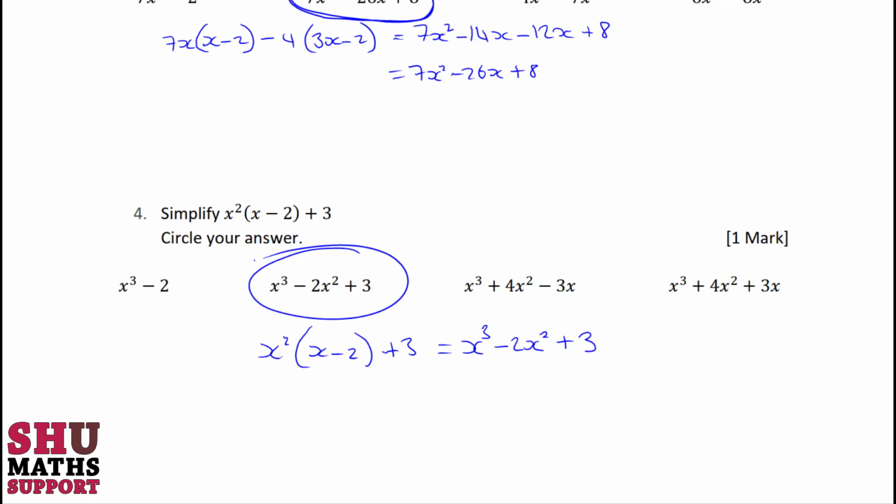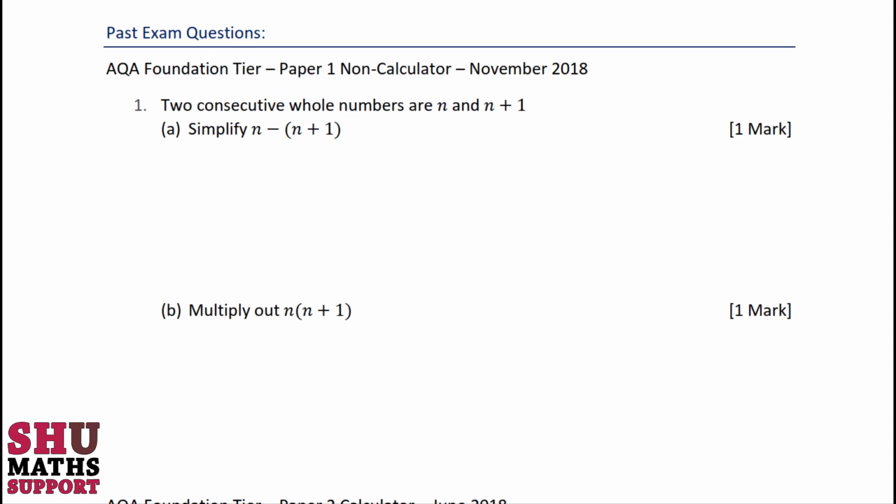So next we're going to move on to some past exam questions. So these are the actual past exam questions in the AQA paper for the last 3 years. So the first question we have says that 2 consecutive whole numbers are n and n plus 1. And it wants us to simplify n minus (n plus 1). So we'll write this as n minus 1 times (n plus 1).